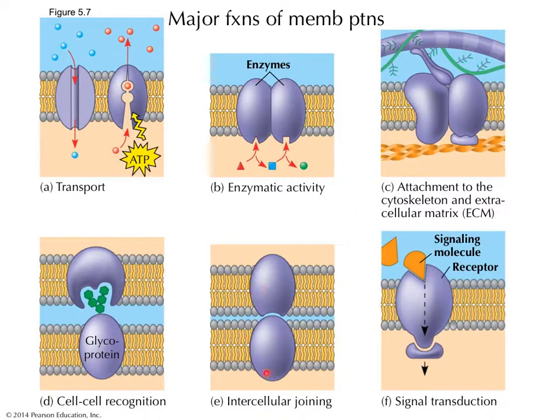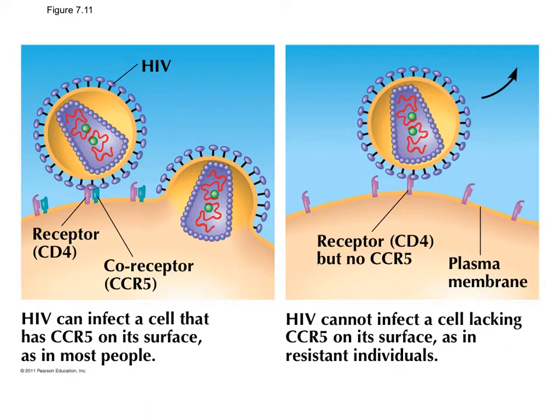There is intercellular joining. You can see these two proteins are going to bond here and keep those cells tightly bound together. And then we finally have signal transduction, which is a receptor in the membrane that's going to receive a signal from the outside and transduce that signal to the inside of the cell, where a series of steps happen and there's some sort of cellular response.